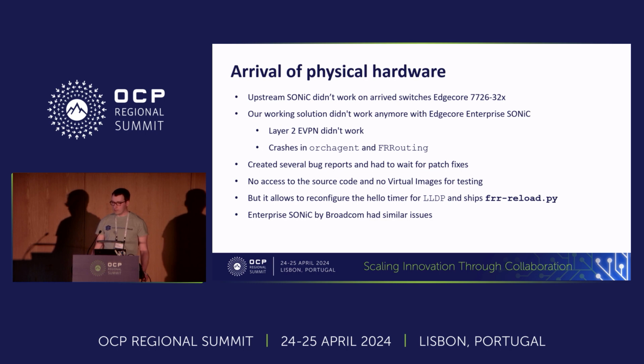So we looked around and tried the Edge Core Enterprise SONiC solution, and in the first place it didn't work because layer 2 EVPN didn't work. There also exist different kinds of issues that result in a crashing orchagent and also the FRR routing daemon crashing. This stuff could only be found because we are using a whole topology with real hardware, and it happens. So we created several bug reports and have to wait until they get fixed.